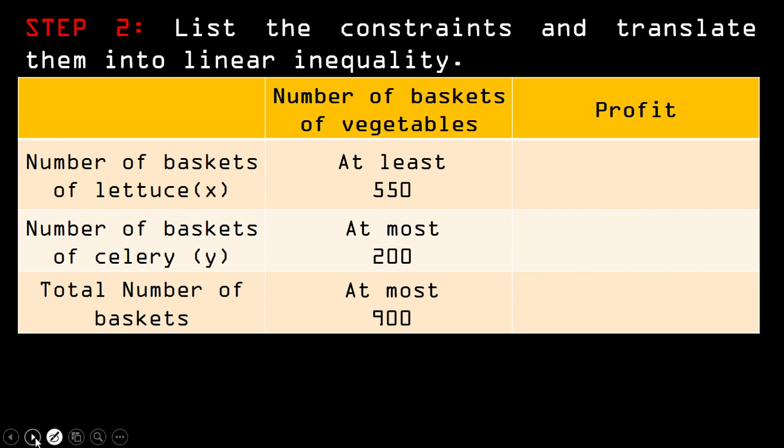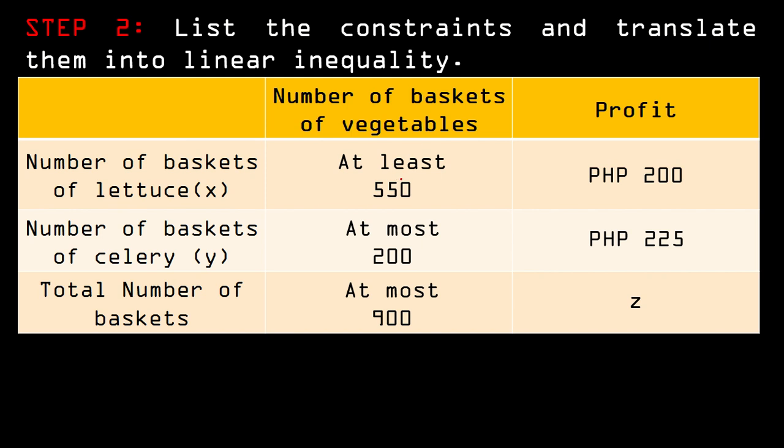And then for the profit per basket of lettuce, we have 200 pesos, and per basket of celery, we have 225 pesos. And then again, we don't know the total maximum profit, so let's represent that as Z. So let's start first with the constraints.